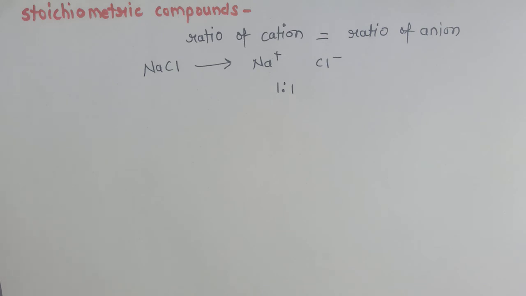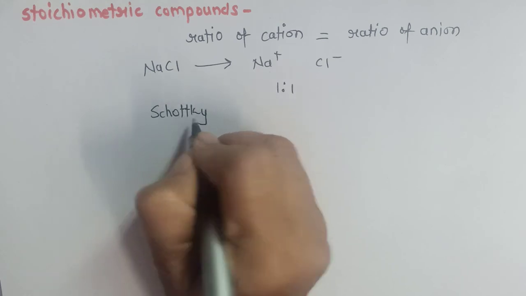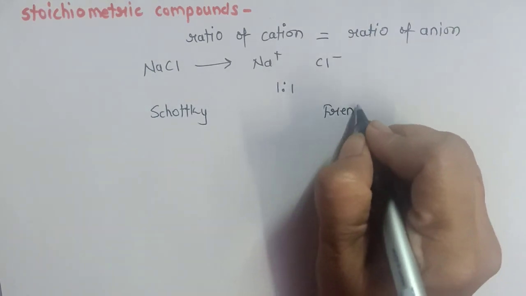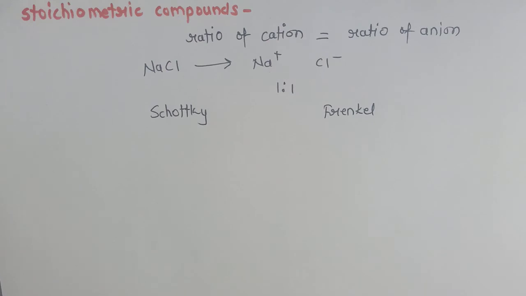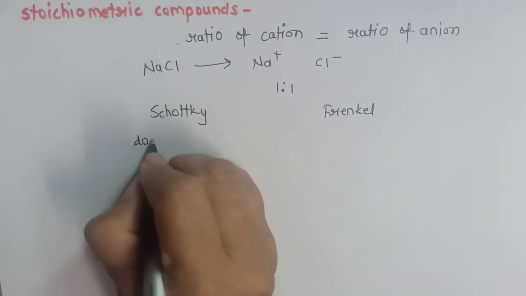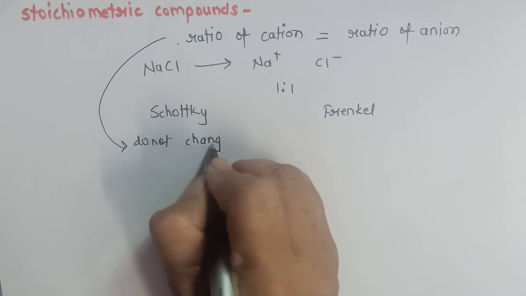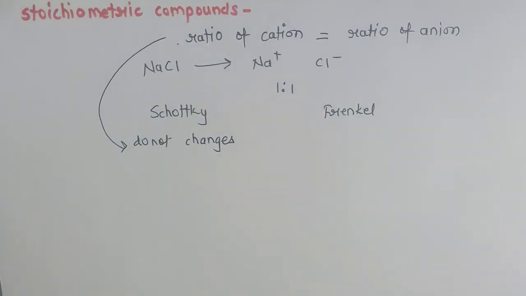It will show two types of defects that we have already seen: Schottky defect and Frenkel defect. That means when the defect arises in these compounds, the ratio of cation and anion does not change. Even if there is an imperfection, even if there is a defect in the crystal lattice, the ratio of cation and anion does not change, and therefore we call them stoichiometric defects.